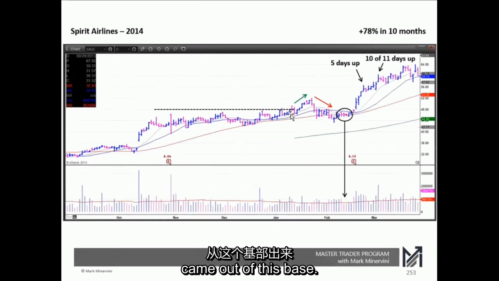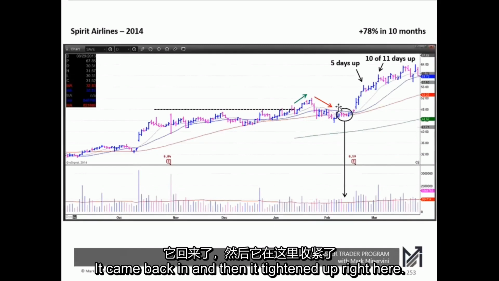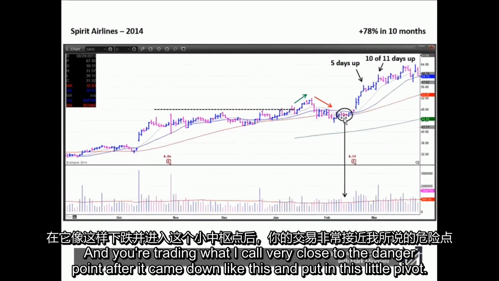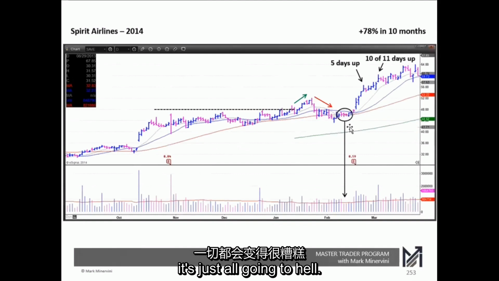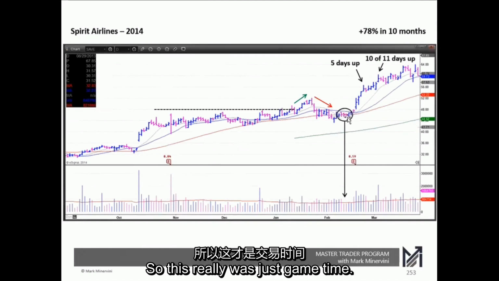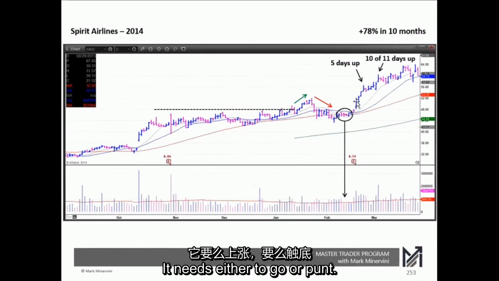It came out of this base. It came back in, and then it tightened up right here. And this was really trading what I call very close to the danger point. After it came down like this and put in this little pivot, this low is really key, because if it just starts selling off from here, it's just all going to hell. So this really was just game time. It needed to either go or punt, and it just came ripping out here.